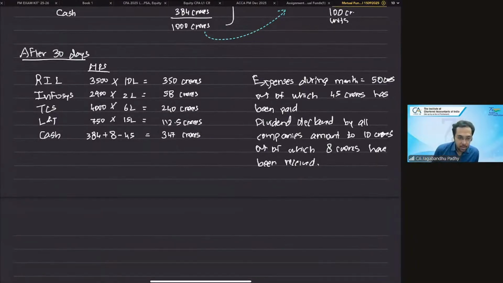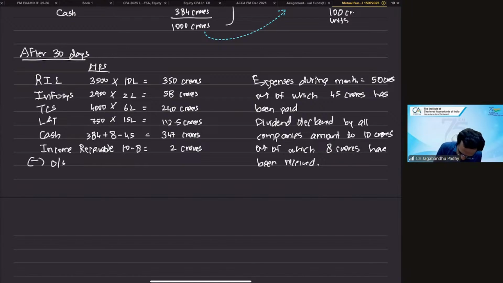Correct? And this is not the only asset that the company is having. The company is also having some other asset, which is income receivable. So dividends declared was 10, out of which 8 crores have been received. So out of 10, 8 has been received. 2 is yet to be received. So this is the income receivable.